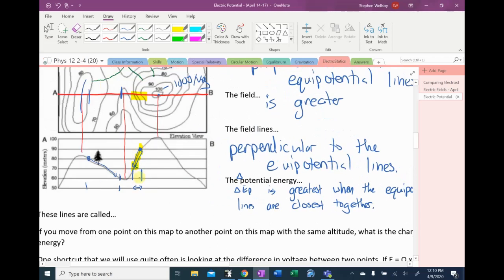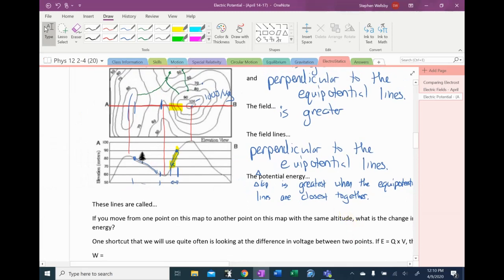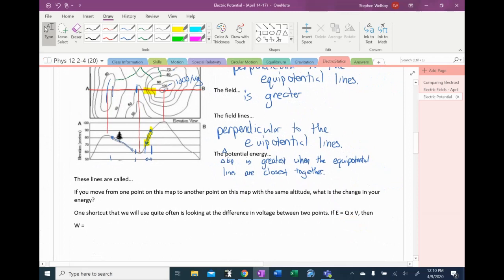You know, if I move this short distance, we've lost, say, 20 meters, so times 9.8, we're going to lose, for a 1 kilogram mass, approximately 200 joules of energy over this short distance. Here you're going to lose 200 joules of energy over a very large distance. So when they're closest together, you're going to lose the potential energy the quickest. And again, these lines, like we said here, they're called equipotential lines. So this is how we have compared gravity.